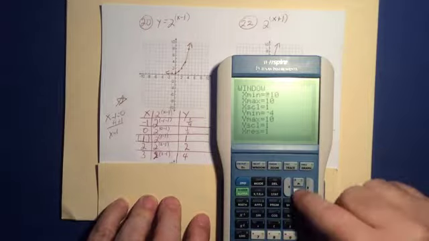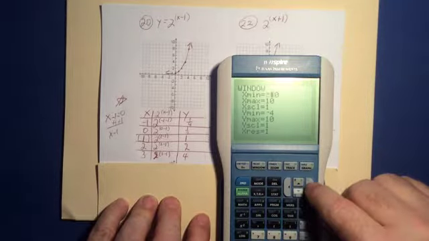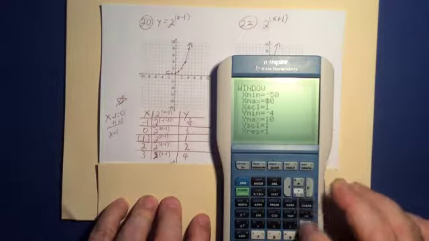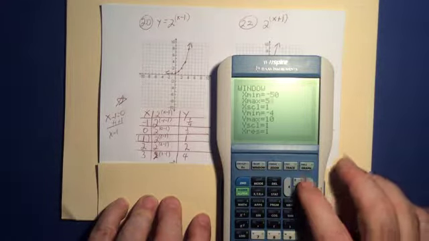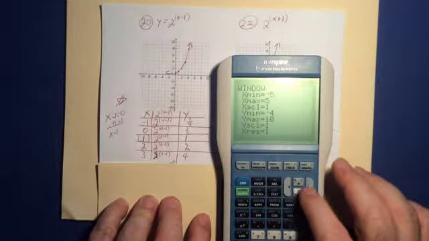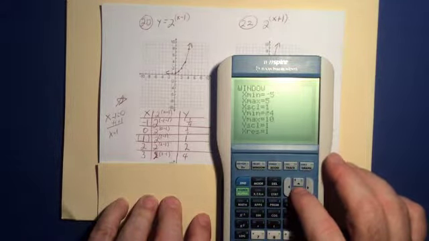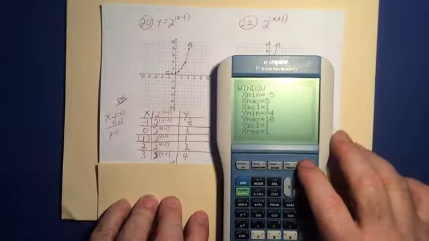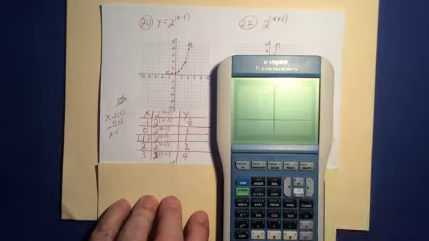When we take a look at the window, I don't think we need an x-min of negative 10. I think an x-min of negative 5 should be okay. I think an x-max of 5 should be okay. We can get rid of that 0 there. Okay, for a y-min, we can go with negative 4, and I think a y-max of 10 will do. So let's go ahead and graph these.